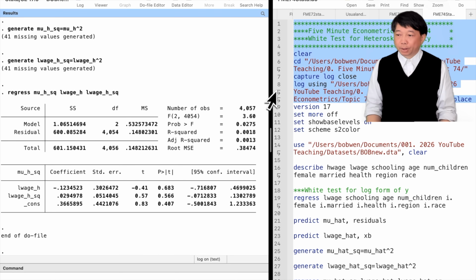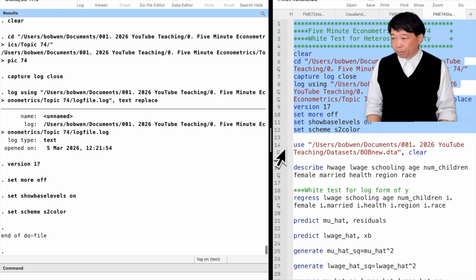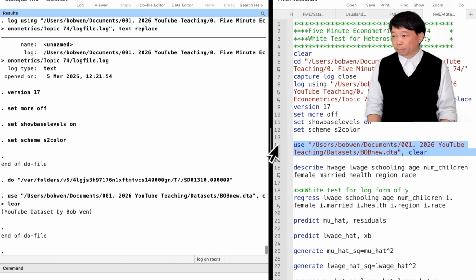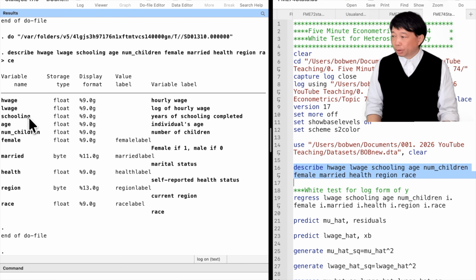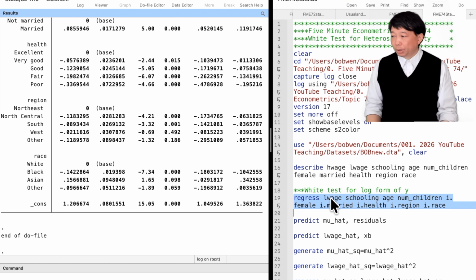We continue using the same hourly wage example from the previous topics. The model connects workers' hourly wages to their years of education, age, number of children, gender, and other demographic characteristics. We use the logarithm of the hourly wage as the outcome variable.